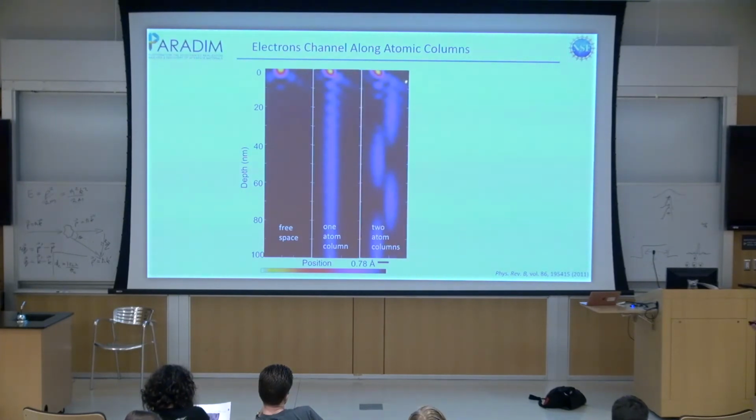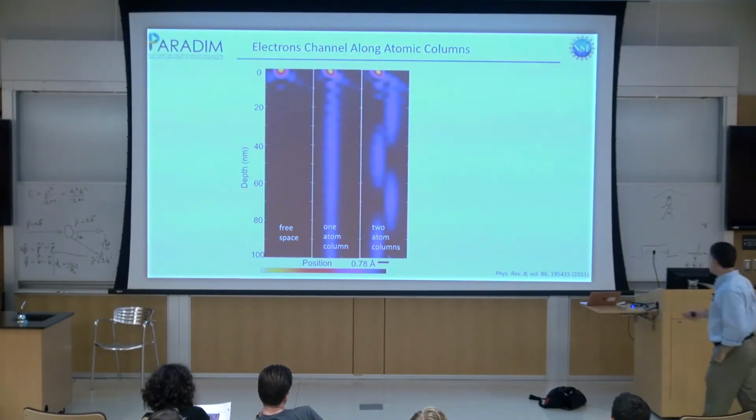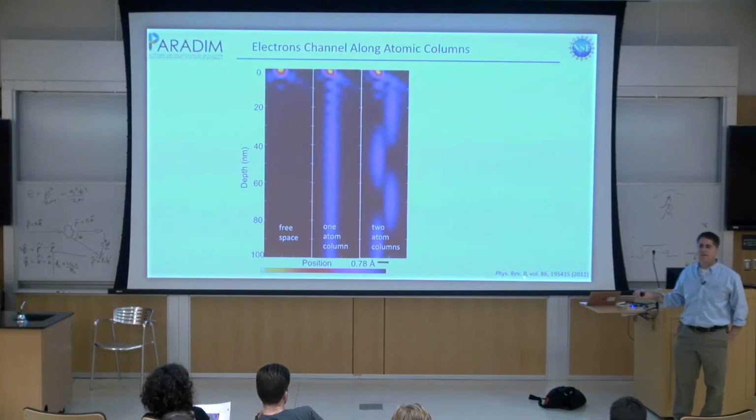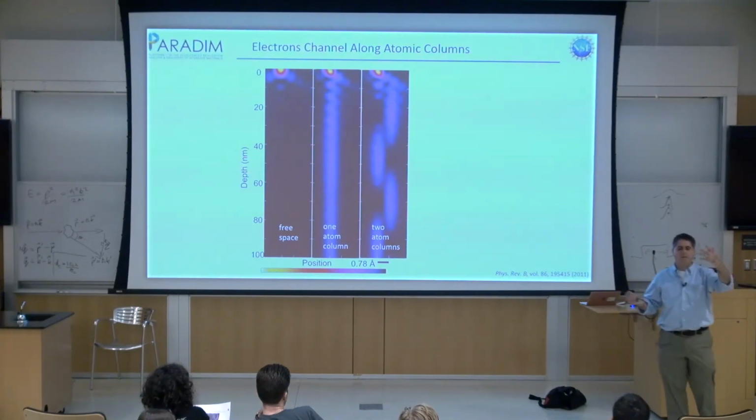If I have a neighboring column right next to it, which is what happens in silicon, then the electron beam actually hops to the neighboring column and back again. It beats. And if you go read this paper, you'll find out the atomic physics that explains that analytically. Basically, I've formed bound states.